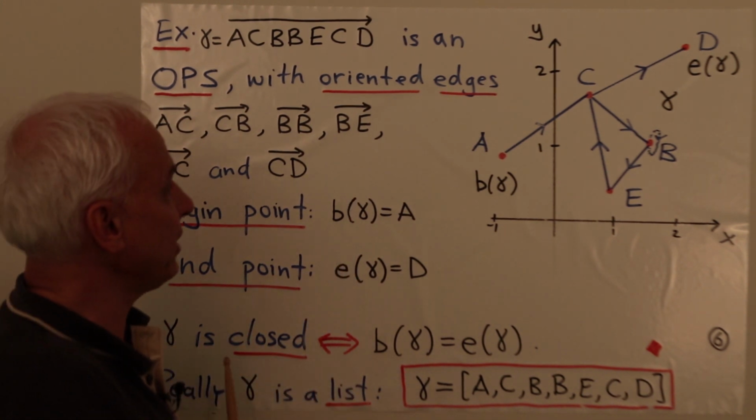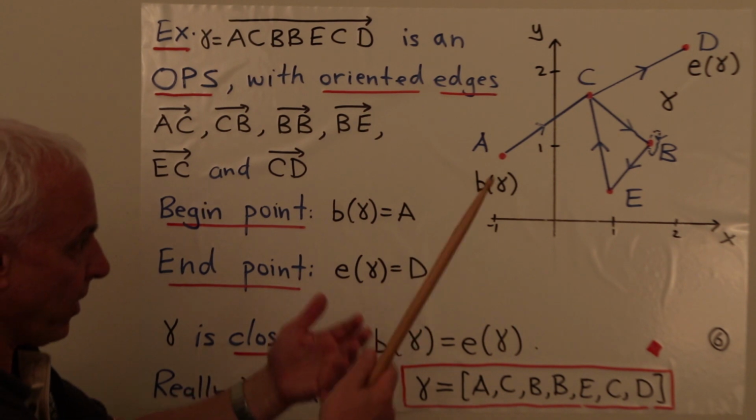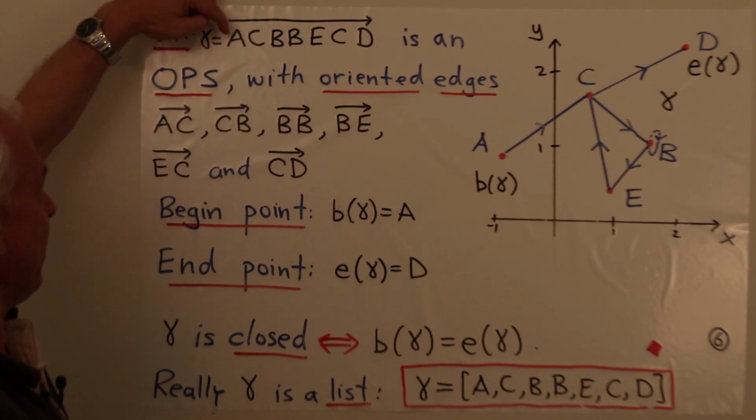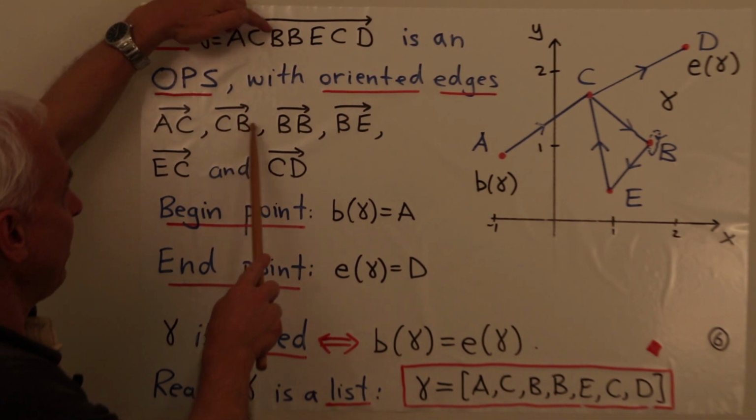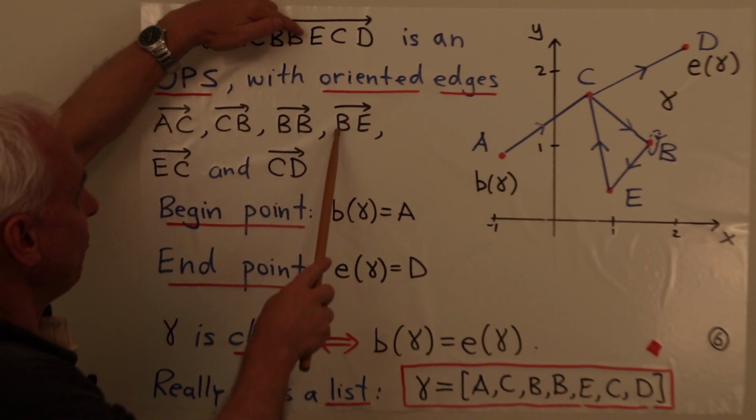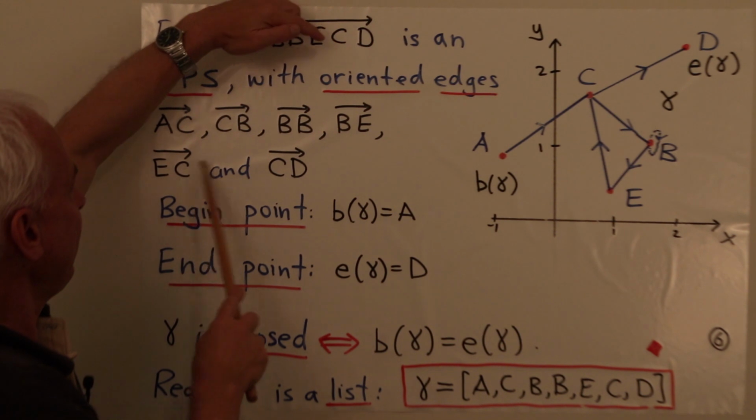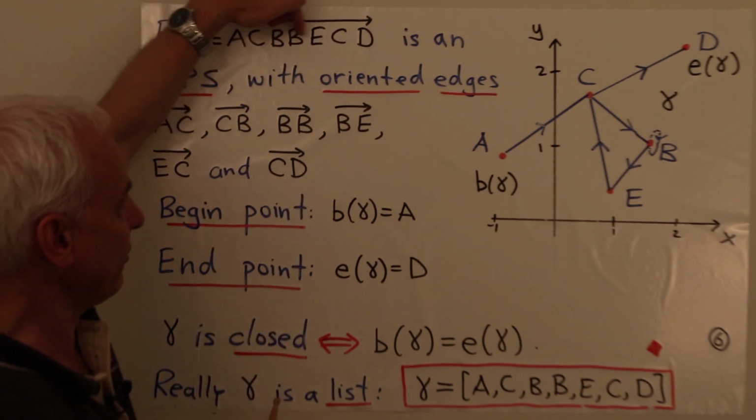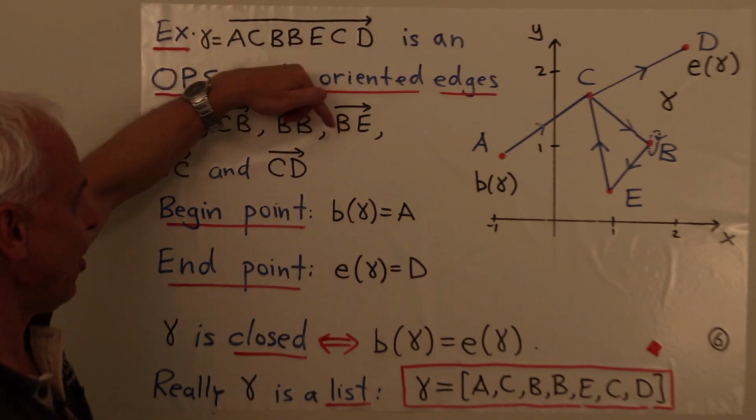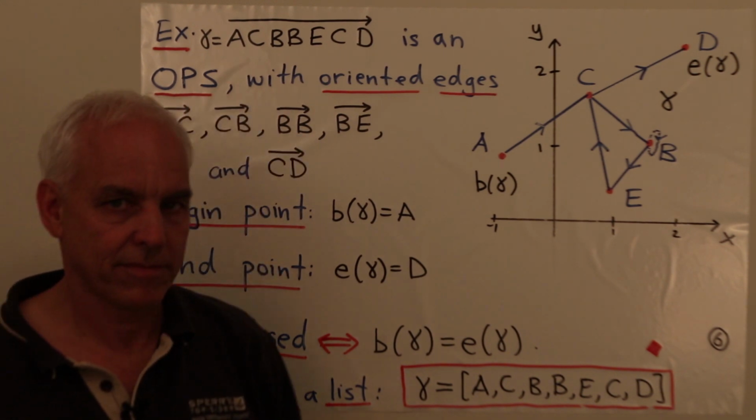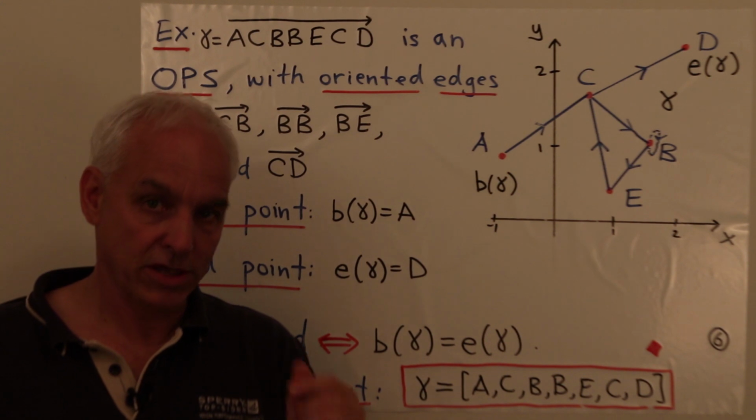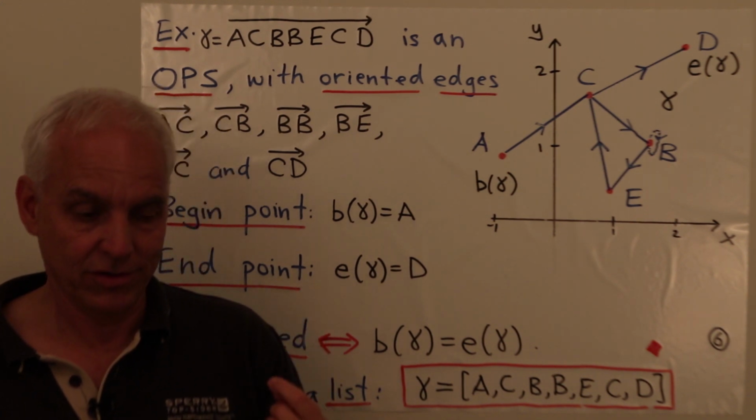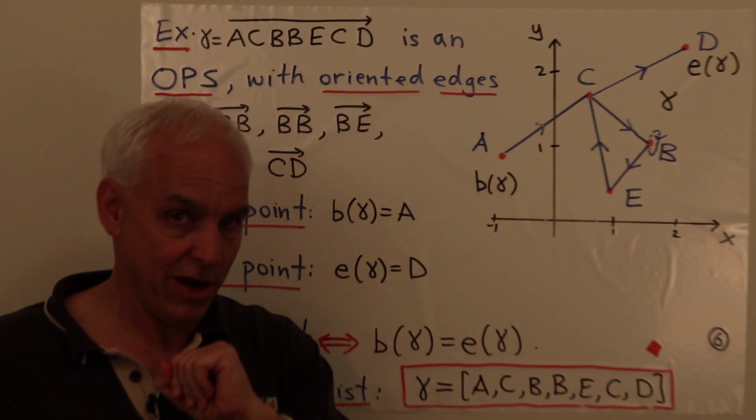So this thing has oriented edges, and we'll define the oriented edges of this thing to be the OPS AC, as well as CB, and as well as BB, as well as BE, as well as EC, as well as CD. So we just go through them, and we can list all of the oriented edges. Notice that BB is a legitimate oriented edge of this OPS, this oriented polygonal spline.